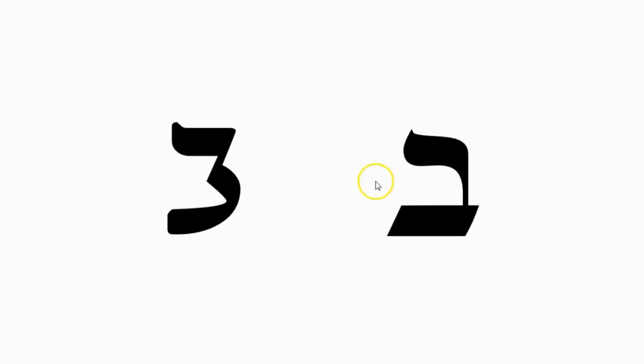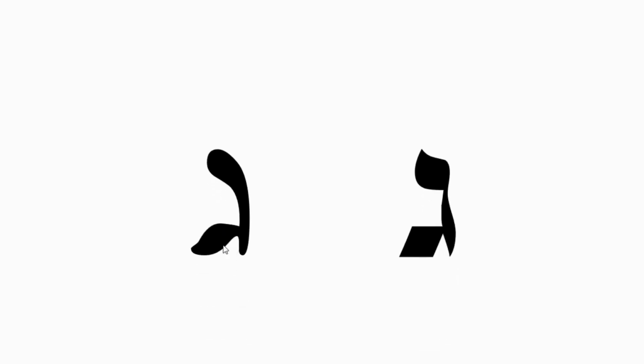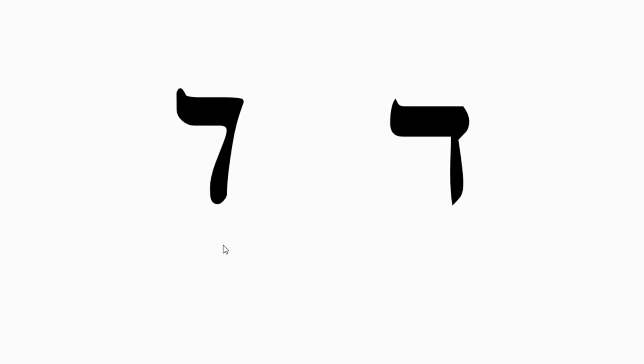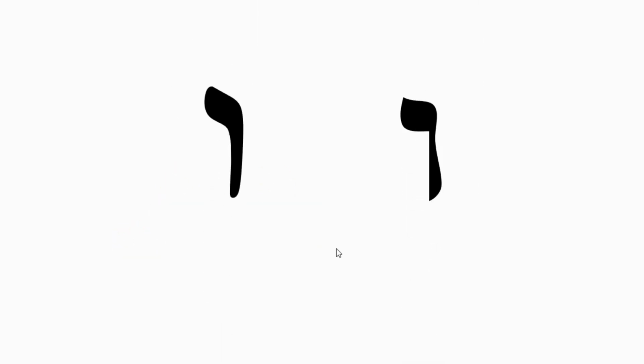The Bet, Vet, it's more or less the same letter. It has a notch here, and it does not have the tail here, but beyond that, it's more or less the Bet. Gimel is more or less the same letter. Dalet, very similar. Hey, very similar. Vav, essentially the same letter.